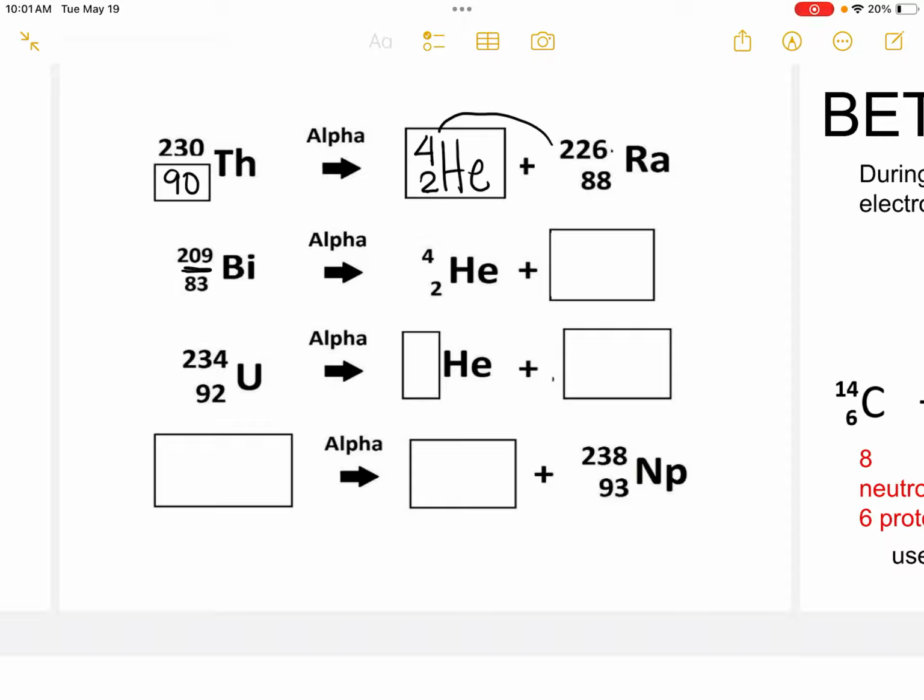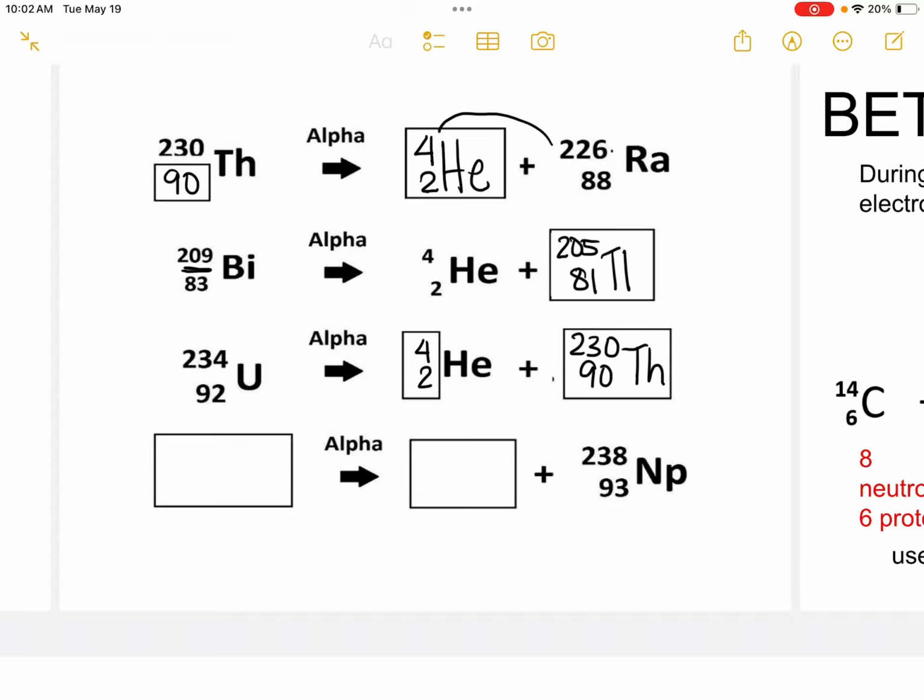Okay, for the next one, we're going through alpha decay. So my top number is going to decrease by 4, so it's going to become 205. And my bottom number is going to decrease by 2, so that's going to become 81. We look at our periodic table at 81, and we see that it's thallium. For the next one, we have alpha decay happening again, 4,2 helium. So the top number is going to decrease by 4, so from 234 to 230. The bottom number is going to decrease by 2. So we look at our periodic table. 90 is thorium.